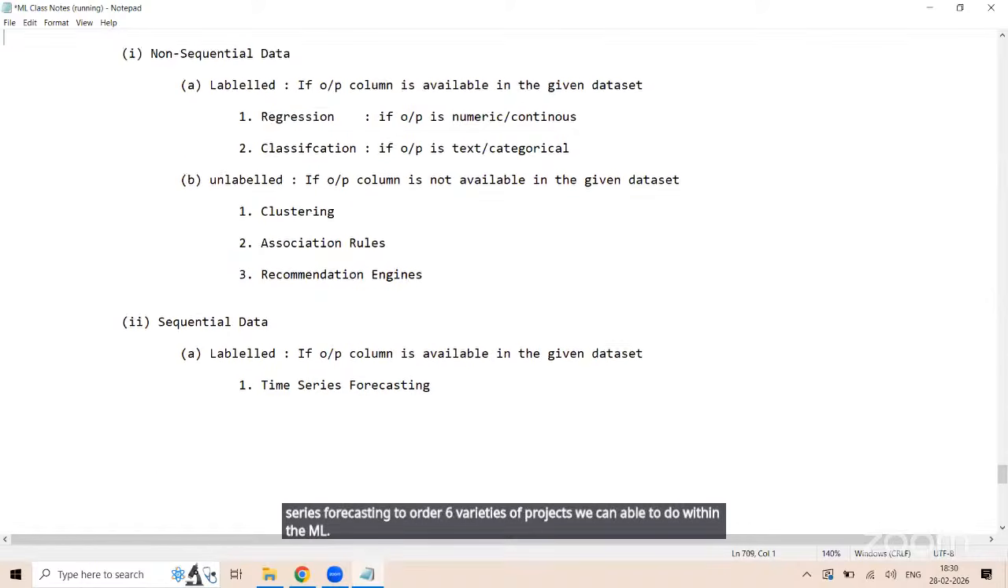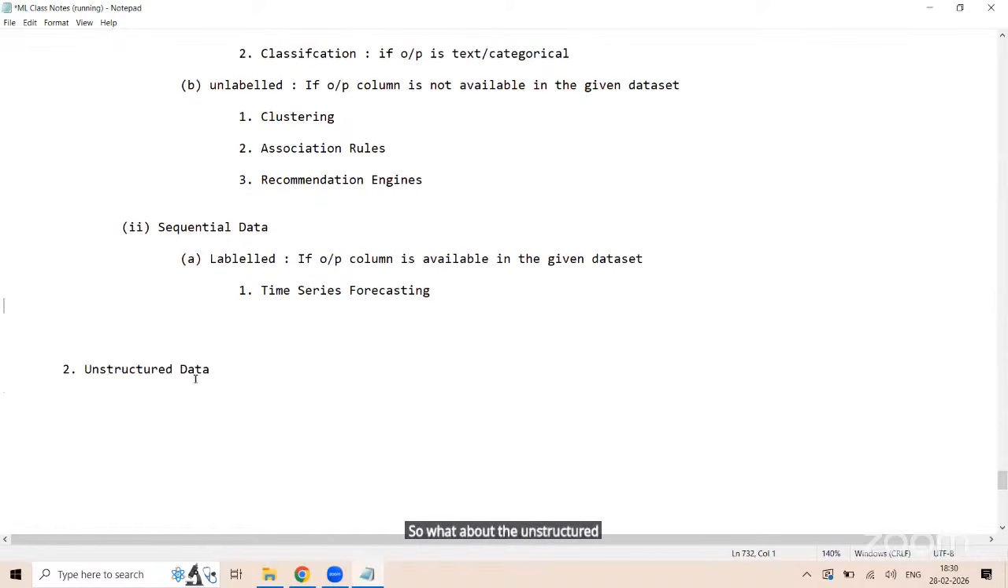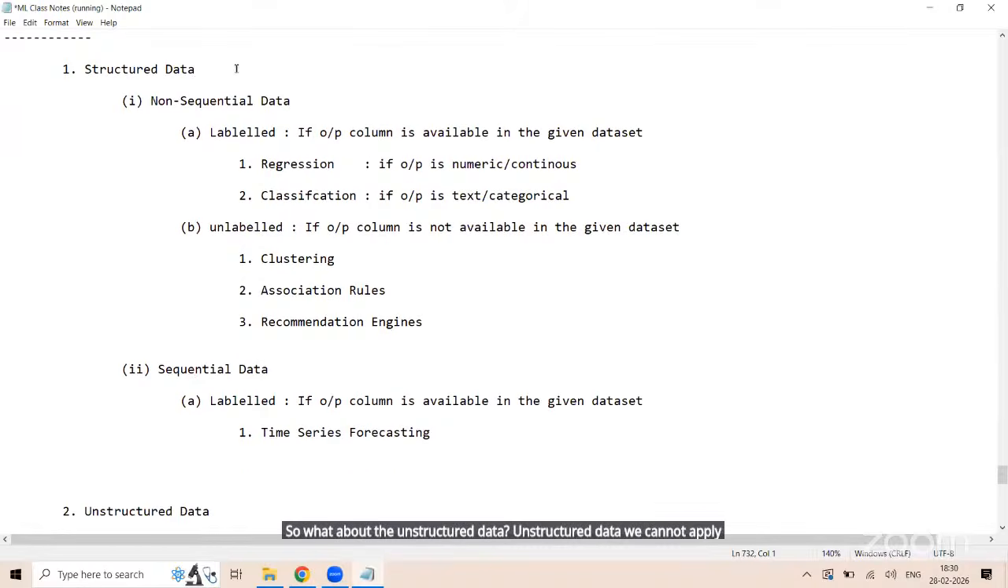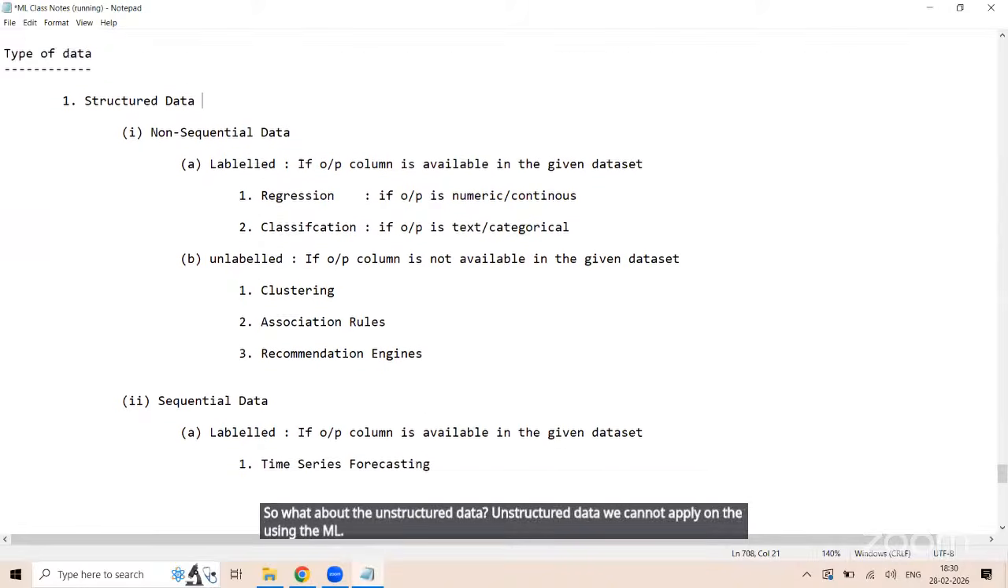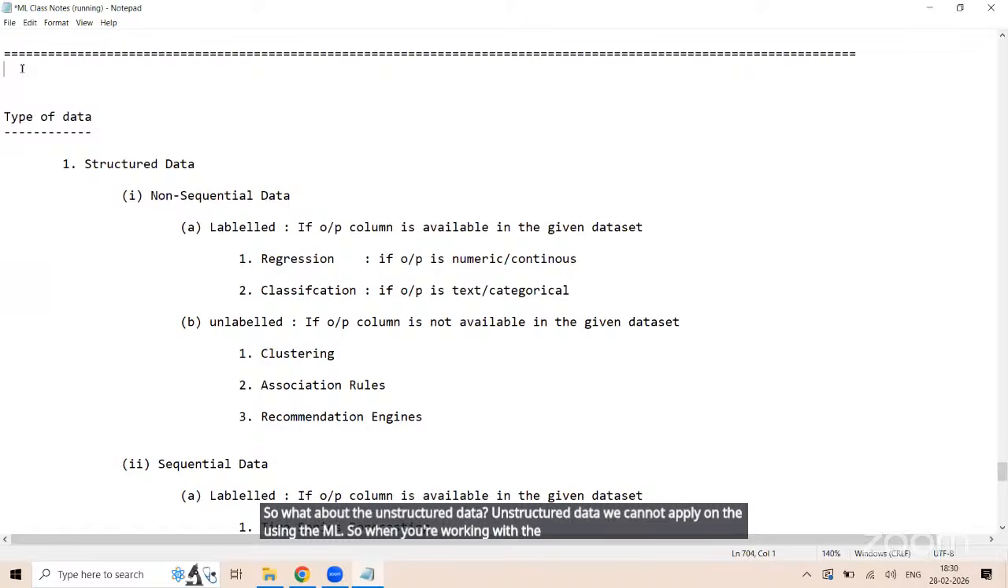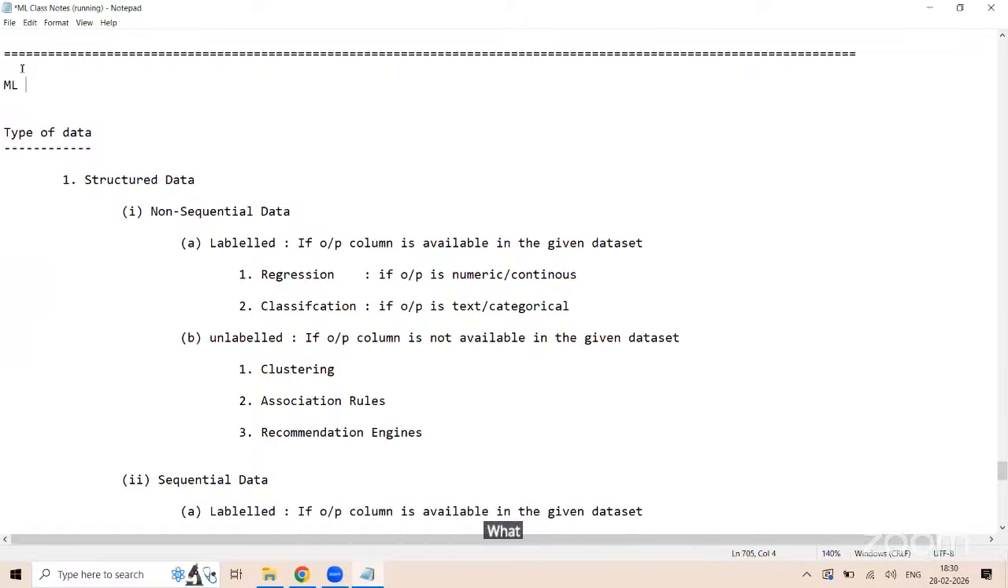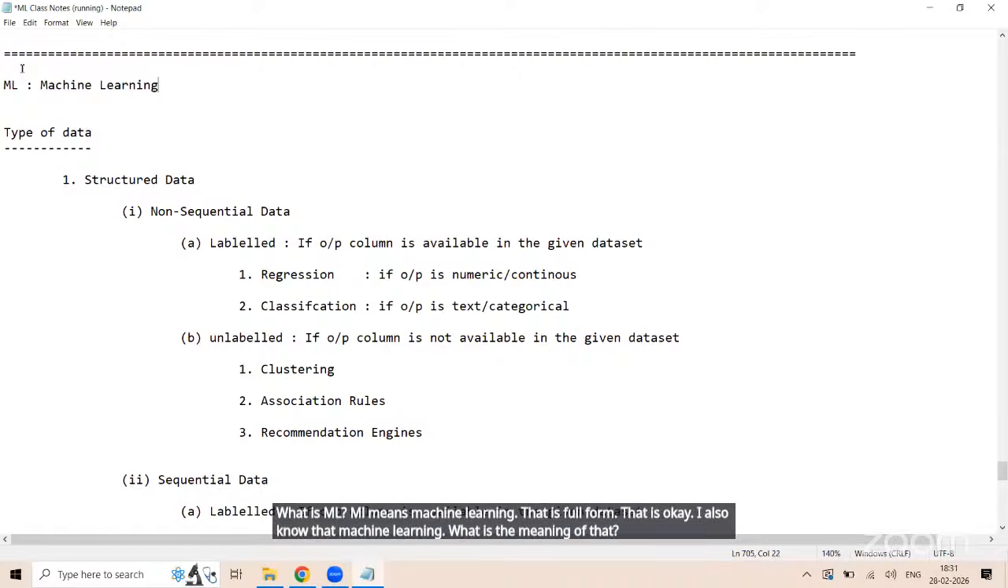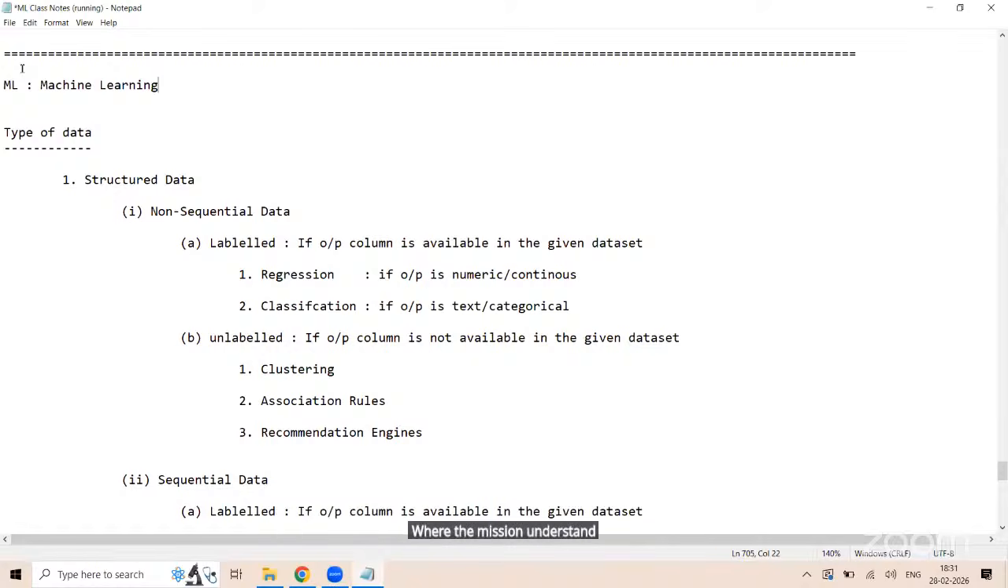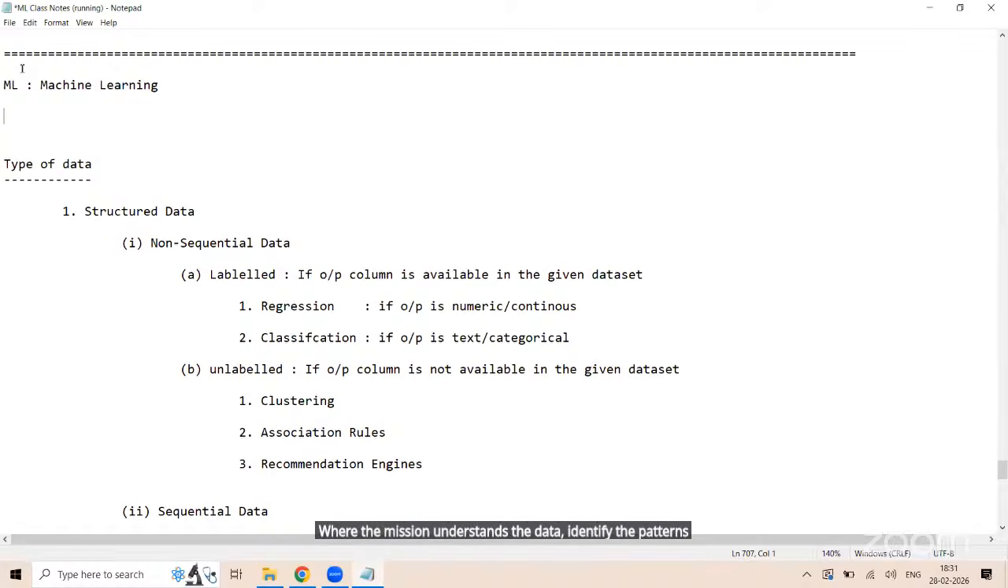Sir, what about the unstructured data? Unstructured data we cannot apply using ML. So when you are working with ML, now what is ML, guys? ML means machine learning. That is the full form. But what is the meaning of that? It is where the machine understands the data, identifies the patterns, and from that it predicts.